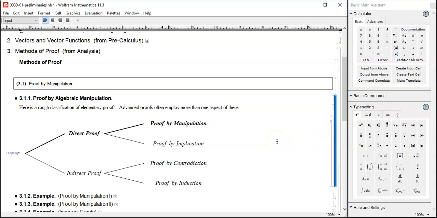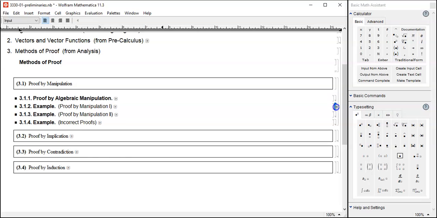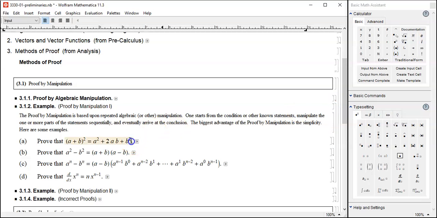Here's a rough classification. We can classify proofs into direct proof and indirect proof. Direct proof roughly divides into proof by manipulation and proof by implication. Further, indirect proofs can be classified into proof by contradiction and proof by induction, which we will talk about later. Here we're going to focus on proof by manipulation. So how does it work? Here is one of the simplest possible examples.